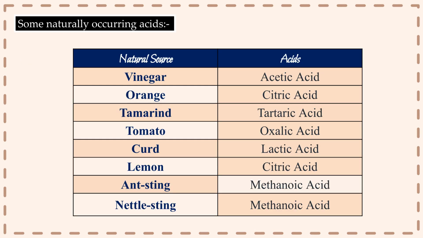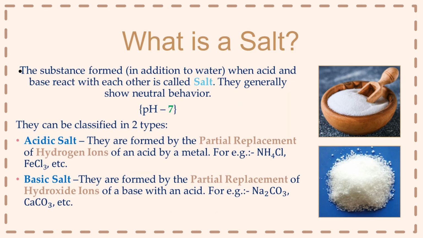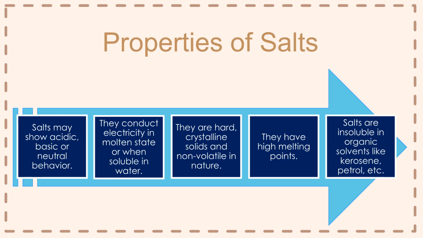This section highlights various naturally occurring acids found in everyday substances, demonstrating their presence in the world around us. Salts exhibit several characteristic properties. They can be acidic, basic, or neutral.